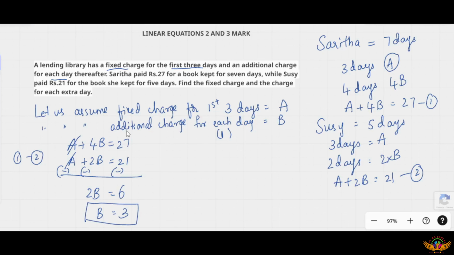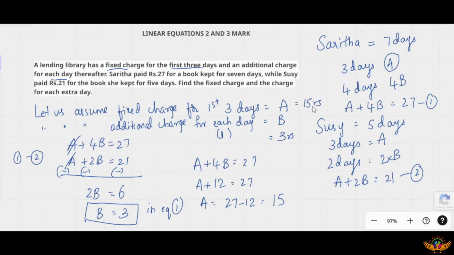What is B? It is the additional charge for each day. How much? 3 rupees. And substitute this in equation number 1. A plus 4B is equal to 27. A plus 4 into 3 is 12, equal to 27. A equals 27 minus 12, that is 15. So A is 15 rupees. So for 3 days they are charging 15 rupees, and for 1 day additional charge they are charging 3 rupees.